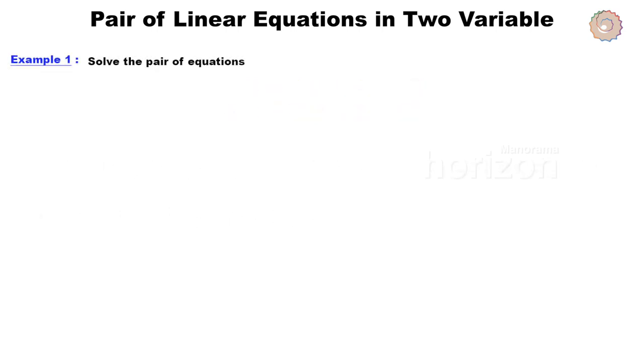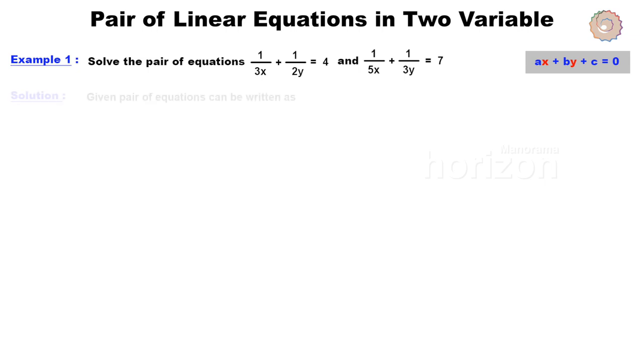Solve the pair of equations 1 by 3x plus 1 by 2y equal to 4 and 1 by 5x plus 1 by 3y equal to 7. To solve these equations, at first, we need to reduce them to the standard form, that is ax plus by plus c equal to 0.